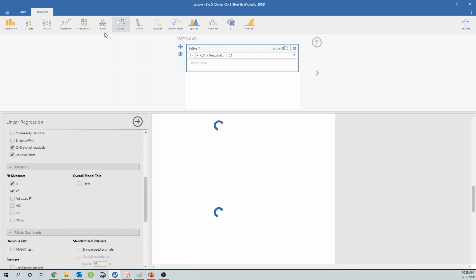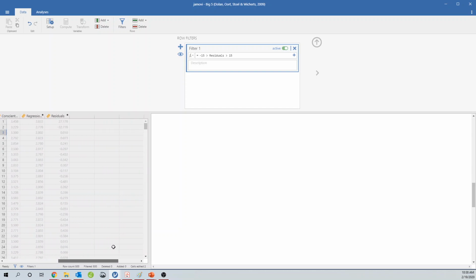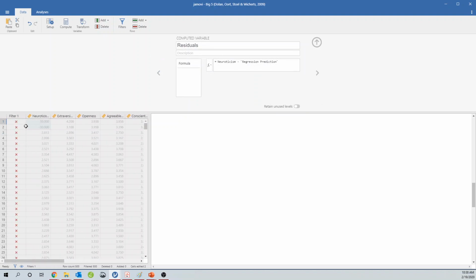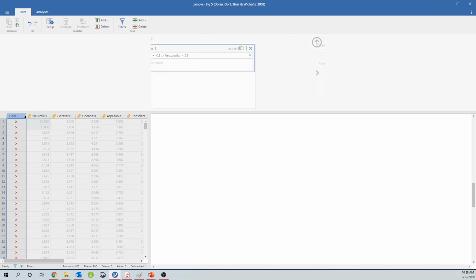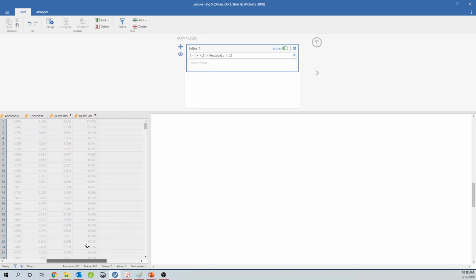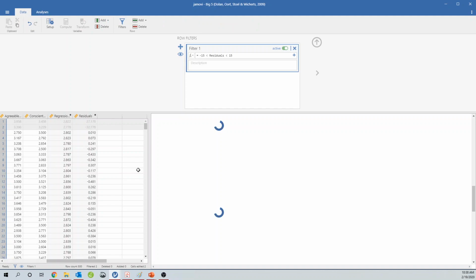And if we do that, then what's happened here? We have these residuals. Are they not? What am I doing wrong here? It's between, negative 15 is greater than that. Whoops. I'm a dummy. Let's try that. There we go. There we go.